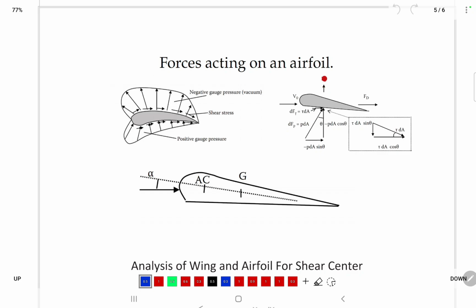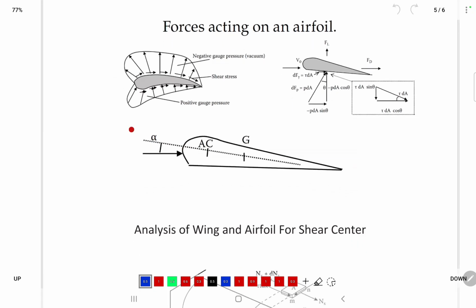So F sub L, V naught, F sub D, which is the drag, and these forces on the bottom of the airfoil can be analyzed as shown in this force triangle. Okay, you see this one is the aeroelasticity for the airfoil. So this one is the airfoil, and these are the forces acting on it.